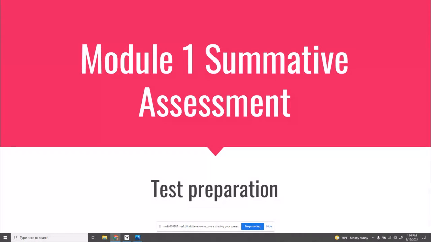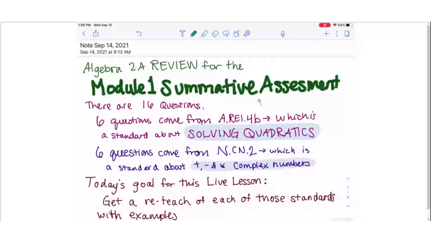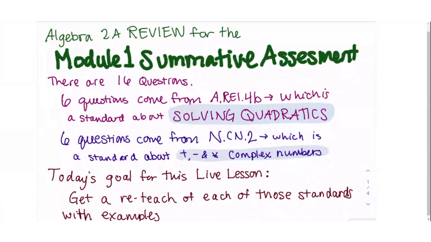So welcome to the test preparation for the Module 1 Summative Assessment. I am going to stop sharing this thing for just a moment because I want to share a different thing. So I'm going to share this tab right here. So what we are going to be doing is this Module 1. This is the review for the Module 1 Summative Assessment.